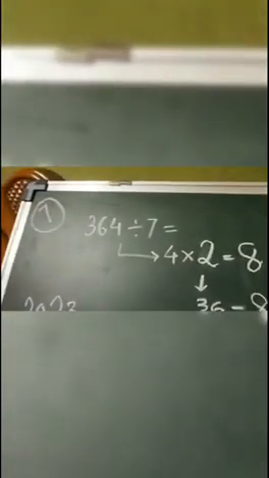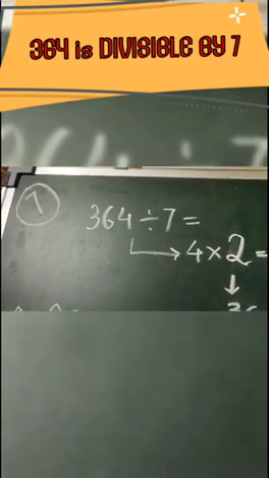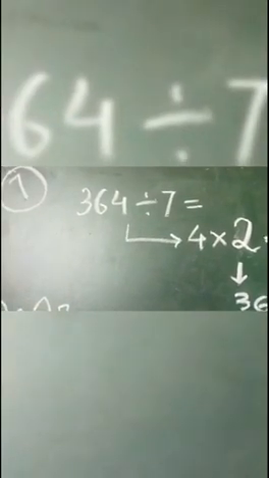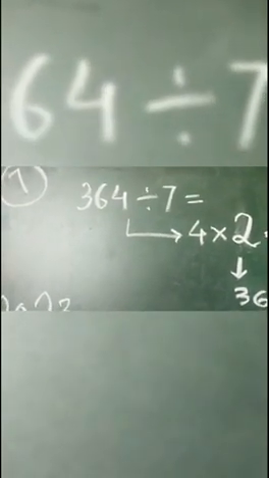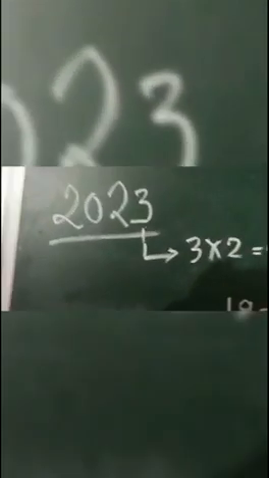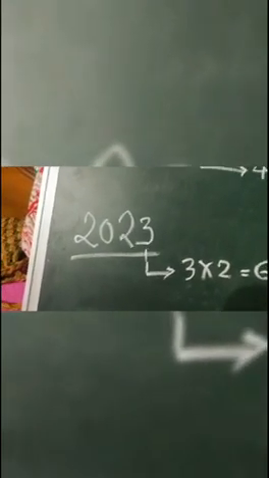So we can say that number 364 is divisible by 7. Now after understanding the rule, we can further solve bigger numbers. The same rule, same process, 2023.